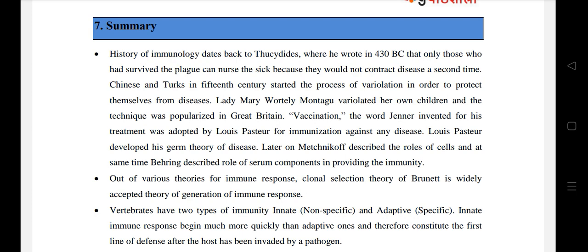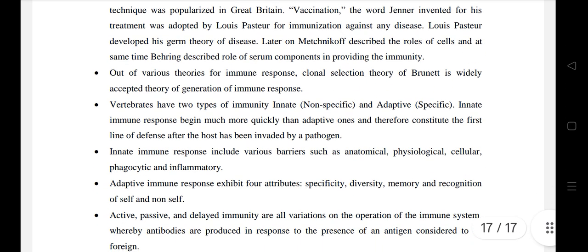Louis Pasteur developed his germ theory of disease. Later on, Metchnikoff described the roles of cells, and at the same time, Behring described the role of serum components in providing the immunity. Out of various theories for immune response, the clonal selection theory of Burnet is a widely accepted theory of generation of immune response.